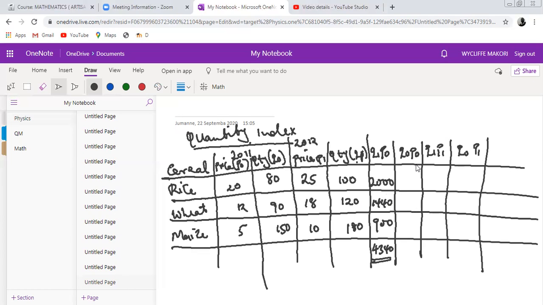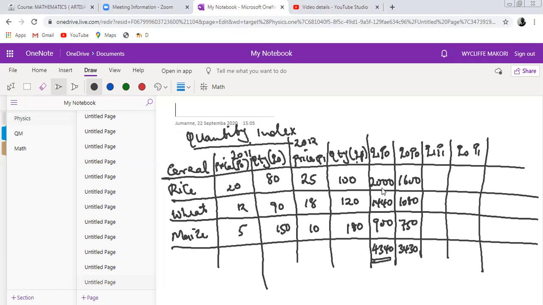For Q0P0, we have the column Q0 times P0, so we shall be multiplying these columns down the table. The first one is 80 times 20, which gives us 1600. The next one gives us 1080. The next one gives us 750. If you add this column, you arrive at 3430.